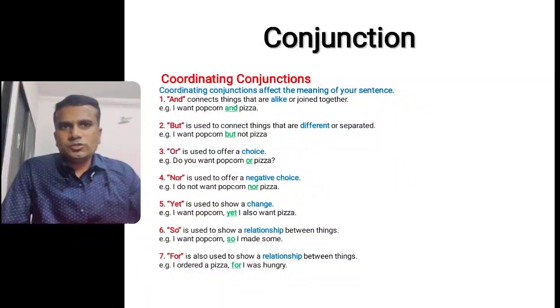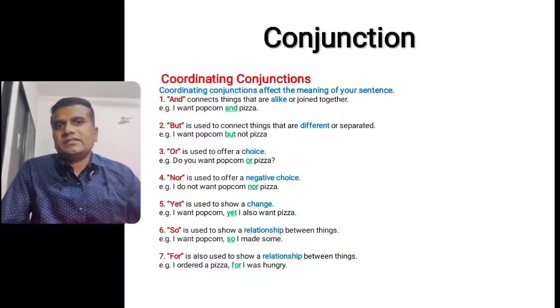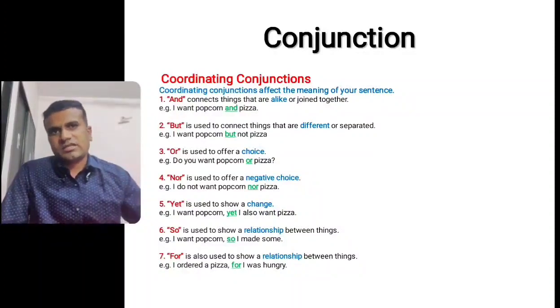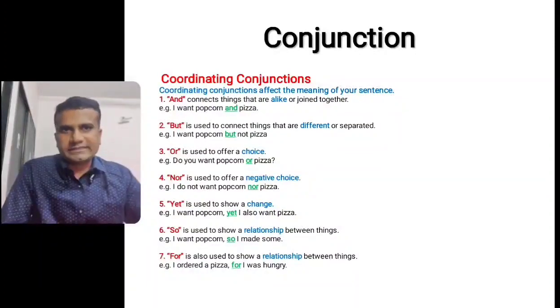So is used to show a relationship between things. And finally, "for." For is also used to show a relationship between things. The example of the coordinating conjunction so is: I want popcorn so I made some. And finally, I ordered a pizza for I was hungry. Here you will find that there is a relationship between things, and to denote that relationship, so and for, these two coordinating conjunctions, are used in examples number 6 and 7.